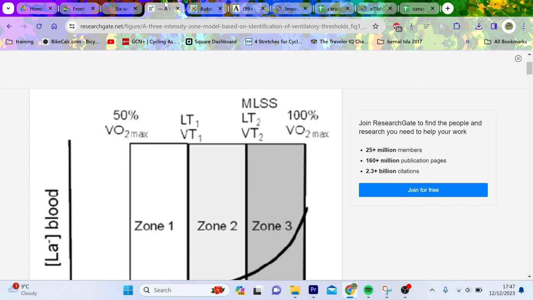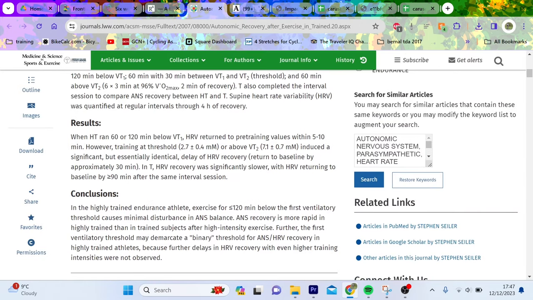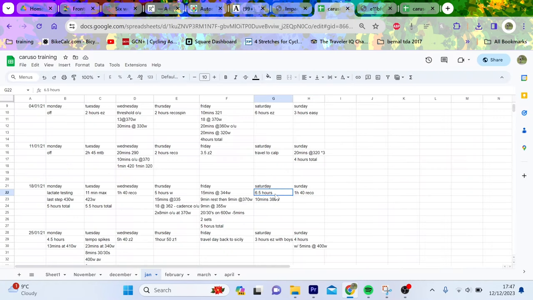Okay, there's only 10 minutes at 380. But what we're seeing here, again, is that as soon as you get over that first ventilatory threshold, I know it's under 120 minutes so it's kind of hard to say, they reckon it may demarcate a binding threshold. So as soon as you get over LT1 or VT1, whatever you want to call it, you're going to have delayed recovery. So maybe you might say, okay, that's not really a day of intensity. Maybe it isn't, but even so, we've got at least 4 days here.